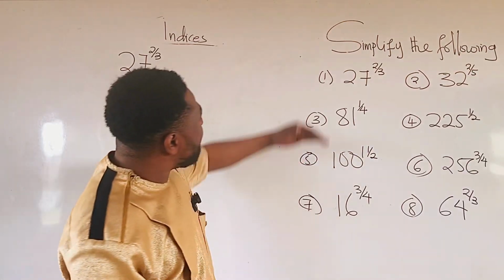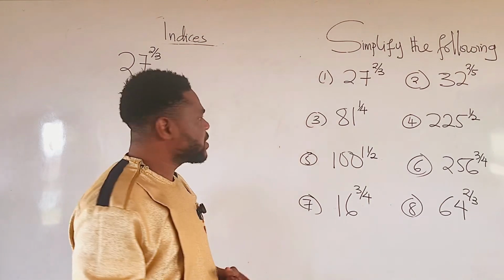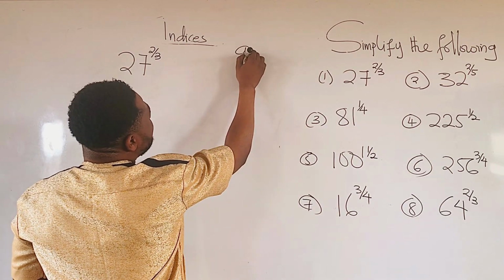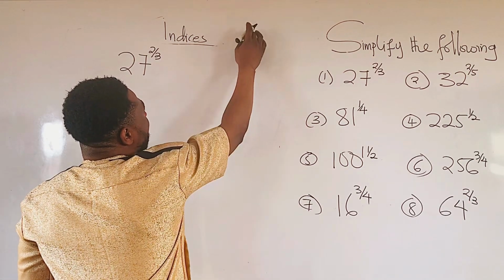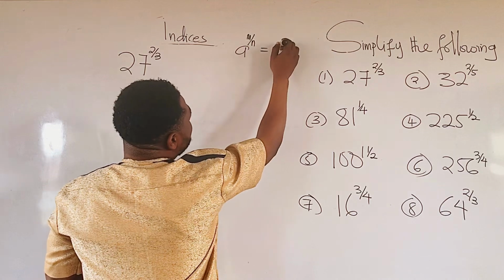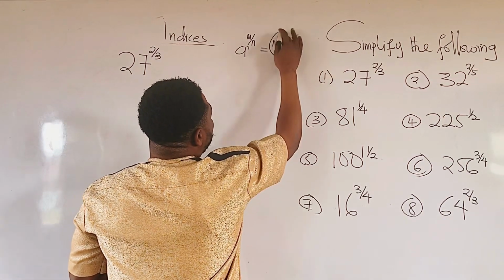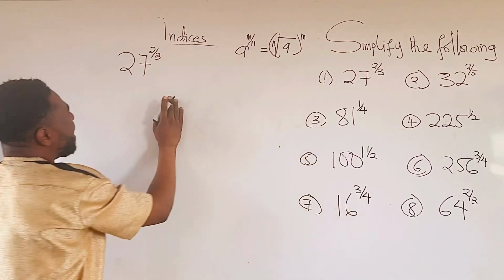We want to look at how we can simplify the following questions on the board under the topic indices. But before we do that, there is a property in indices which states that anytime a base raised to the power of an exponent which is a fraction, let's say m over n, is equivalent to the nth root of the base, all raised to the power what? N.